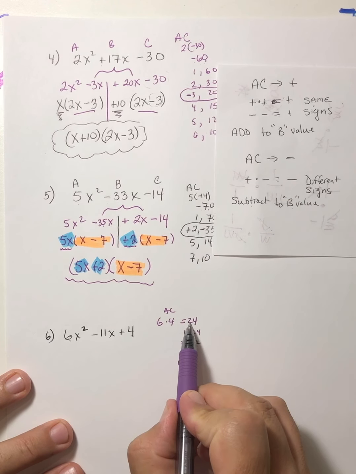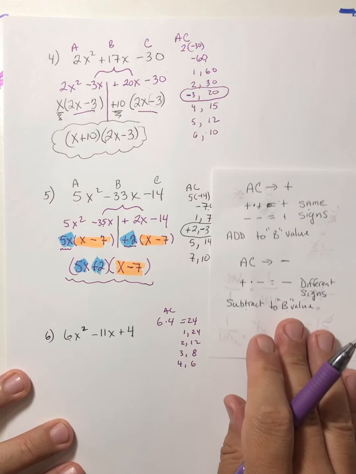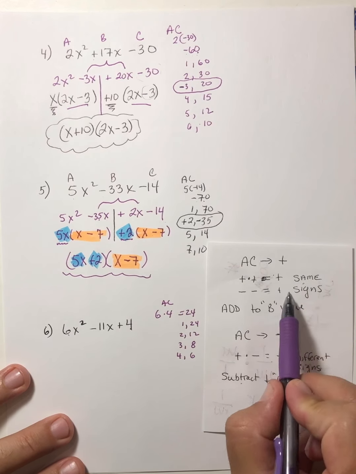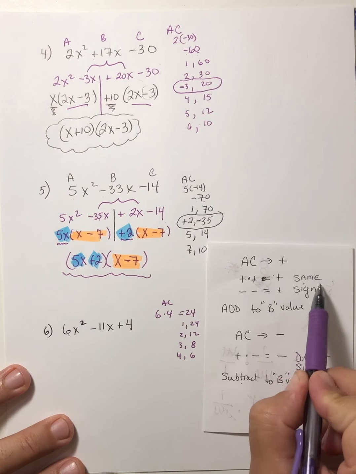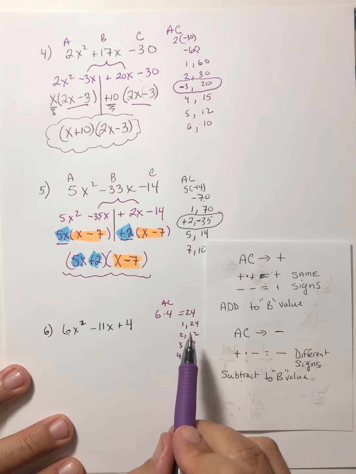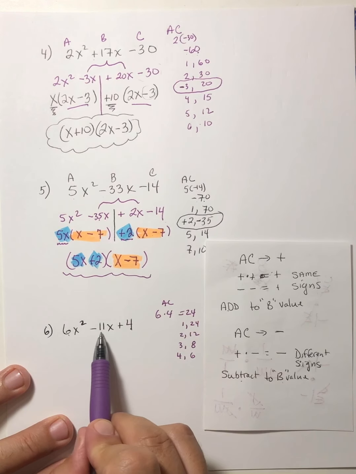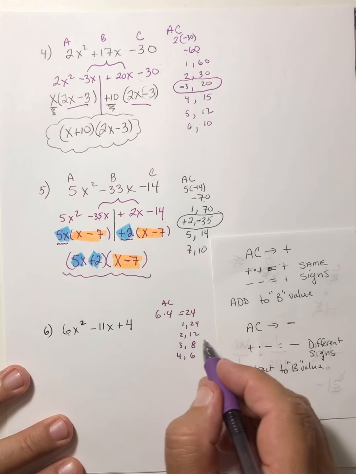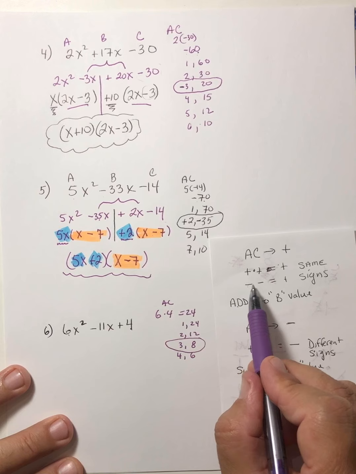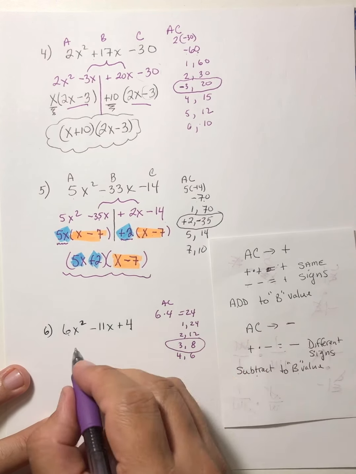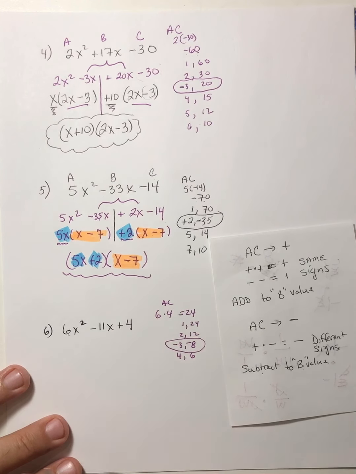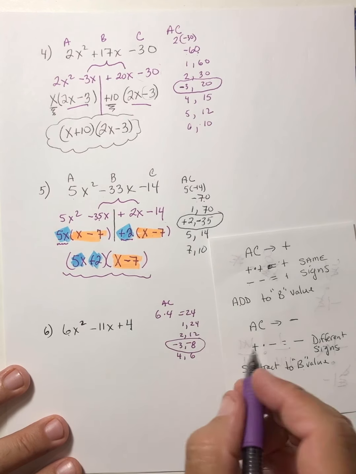Alright, your A times C is positive. Well, what category is that? That's right, it's right here. A times C is positive. The signs are the same. Okay, same signs. We're going to add to the B value. So which one of these will add to the B? Add to an 11. Right, 3 and an 8. It's negative, so then what do we know about them? That's right, they're both going to be a negative. So negative and a negative. All right, which one are we going to put first? All right, I'll put the 3 first.